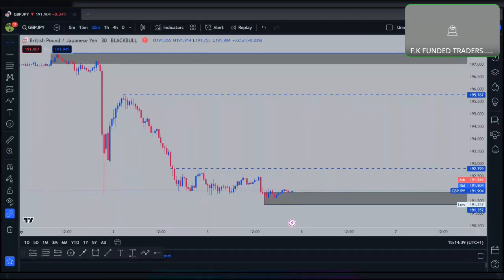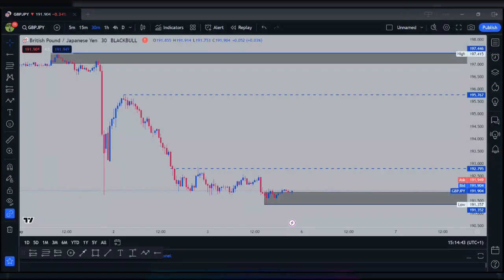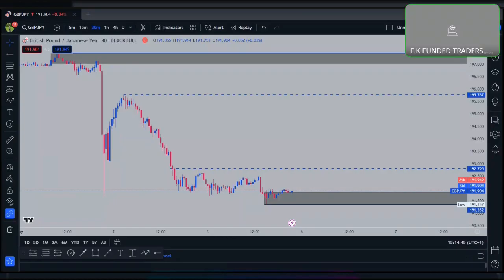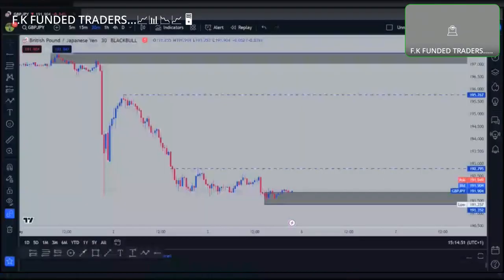That is the setup we had on GBP JPY. Good evening. Good evening, bro. Yes, Mr. Medwa. Kindly speak up.